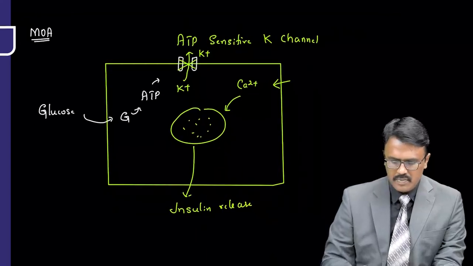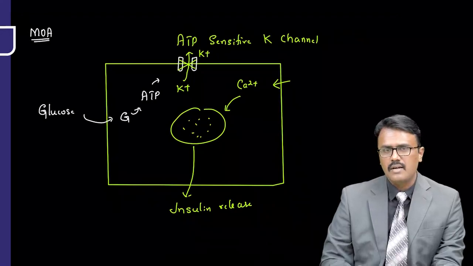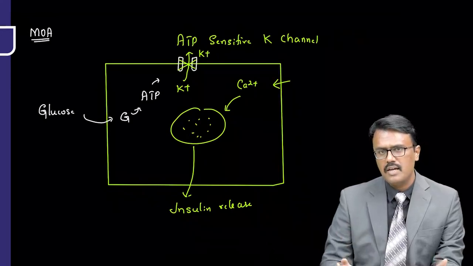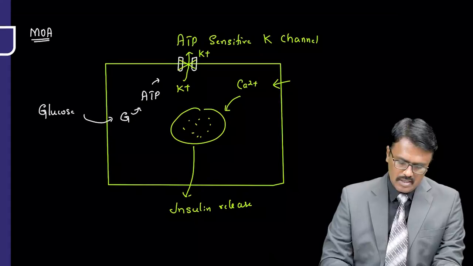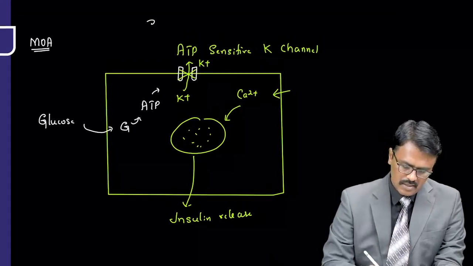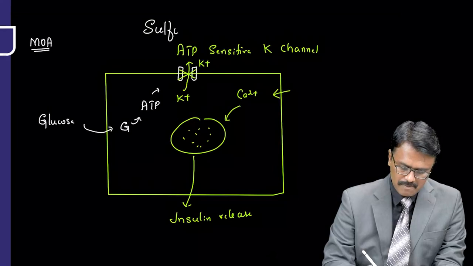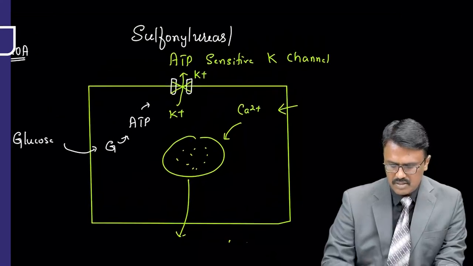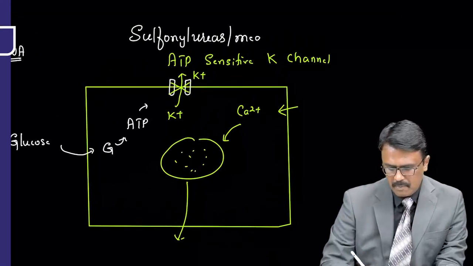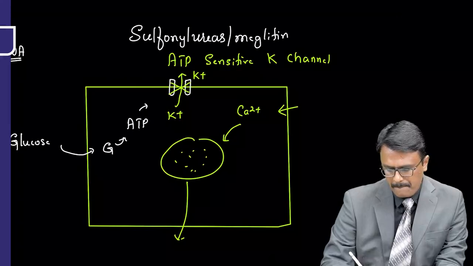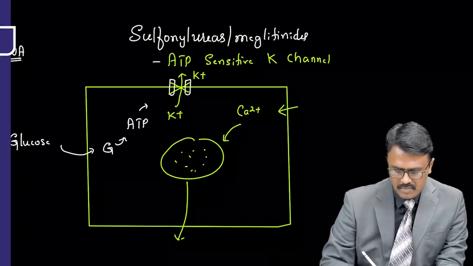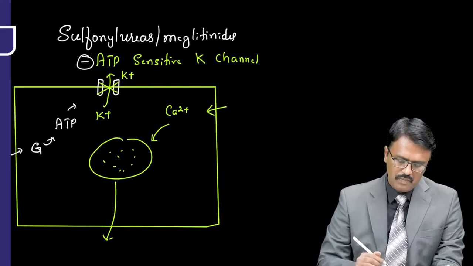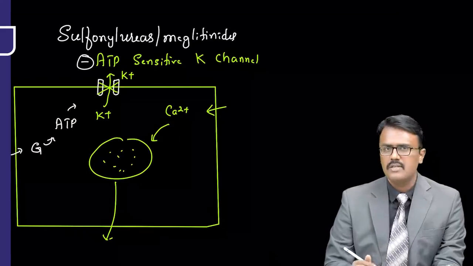So when you block the ATP sensitive potassium channel, potassium going out is closed, calcium enters, and insulin release occurs. This is normal. This function is enhanced by drugs called sulfonylureas, and one more group of drugs which we will discuss later, called meglitinides. They act by inhibiting the ATP sensitive potassium channels. By inhibiting that, calcium enters and insulin release occurs.